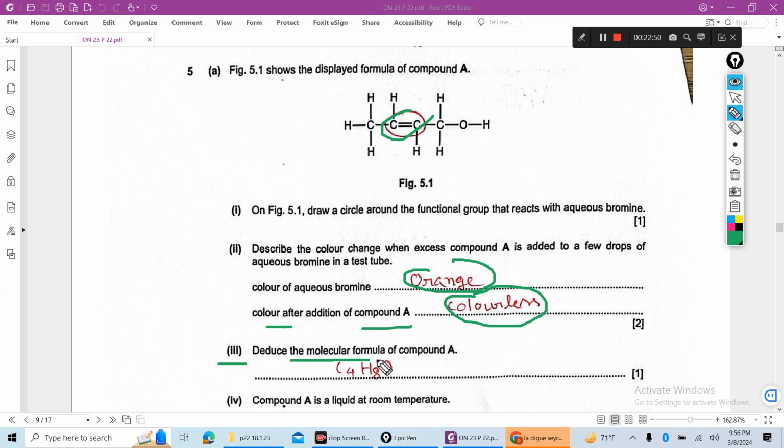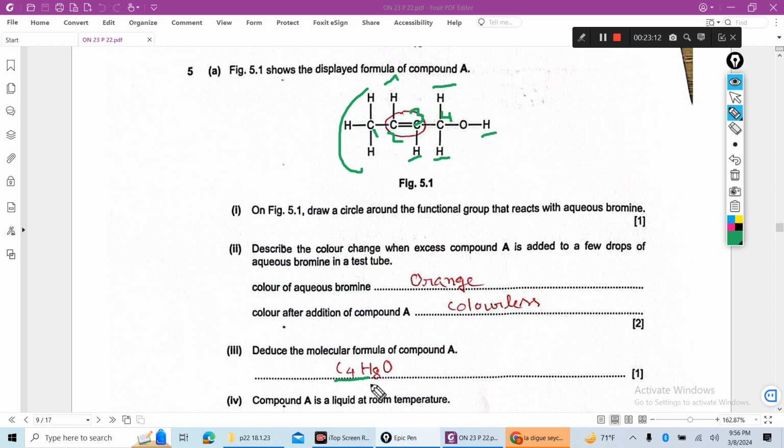Now deduce the molecular formula of compound A. The molecular formula shows the total number of atoms, so you count here how many carbon: 1, 2, 3, 4 carbon, so C4. Hydrogen: 3, 4, 5, 6, 7, 8 hydrogen. Oxygen 1. So C4H8O will be the molecular formula of compound A.